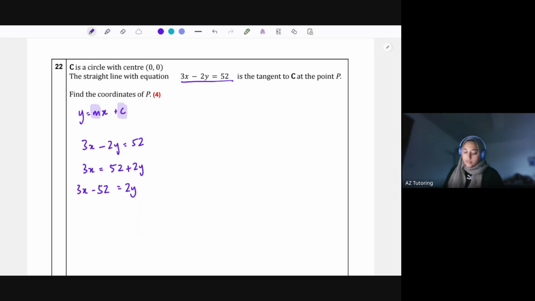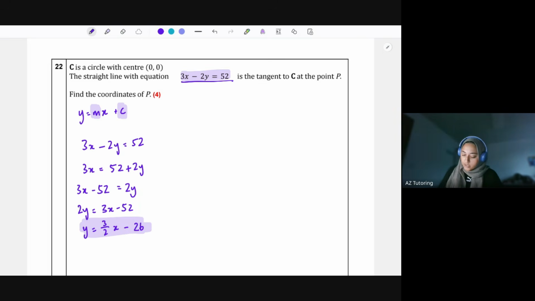I'm just going to swap these over. So 2y equals 3x minus 52, because it's y equals mx plus c, not mx plus c equals y. So I've just swapped them over. But y is still not by itself. It's got that 2 in front of it. So to get rid of that 2, since it's 2 times y, I need to divide by 2. So on the other side, y equals 3 over 2 x minus 52 over 2. So 52 divided by 2 is 26. Okay, so we've just rewritten this equation into this one here.